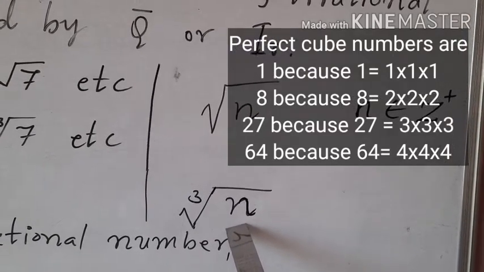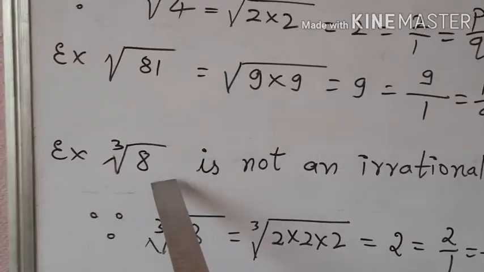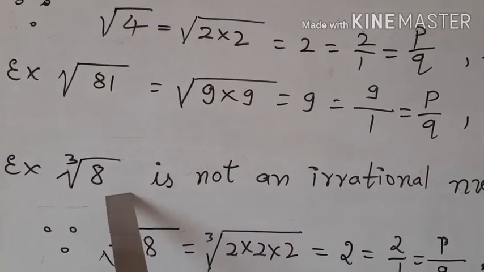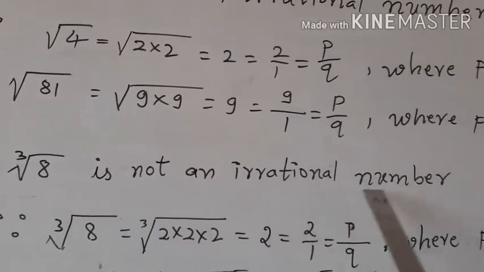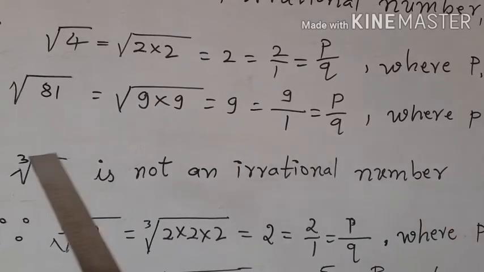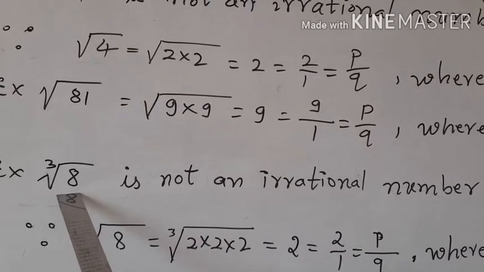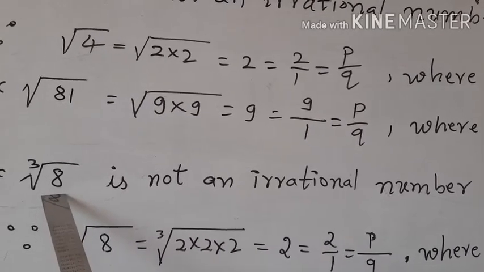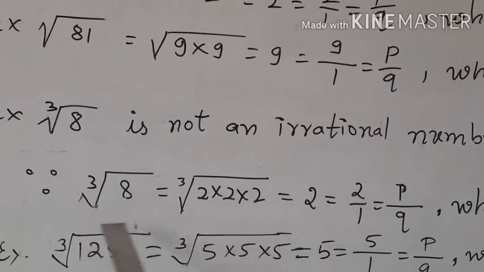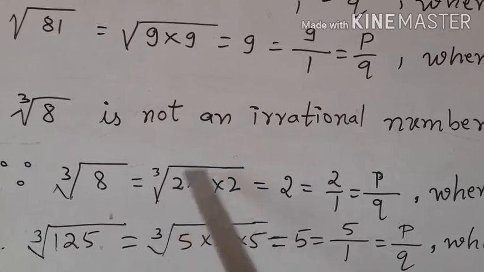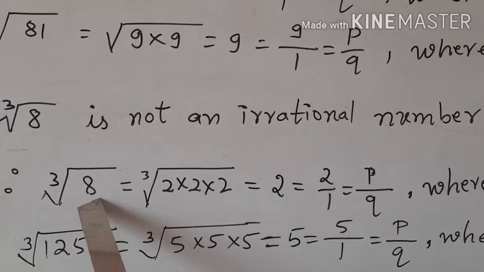Let us see an example. Cube root of 8. Is cube root of 8 an irrational number or a rational number? Cube root of 8 is not an irrational number. You may question me, sir, cube root of 8 is under the cube root mark, therefore it is an irrational number. No, it is not an irrational number. Let us see why. Because cube root of 8 is equal to cube root of 2 into 2 into 2. It means here the value of n is 8.